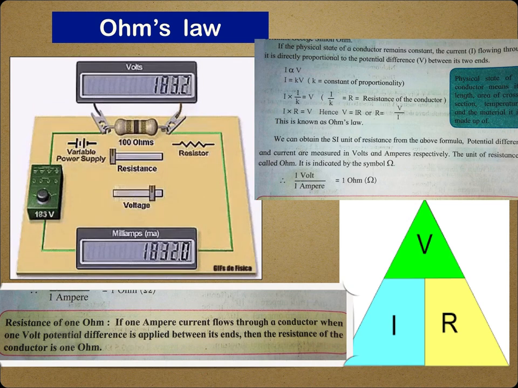Similarly, if you know the value of V and R and you wish to determine the value of I, you just eliminate I and see what's left. V and R is left, that is V upon R. Similarly, if you know the values of I and R and you wish to determine the value of V, eliminate V and what's left is the product of I and R. So in this way, you can easily remember the formula.